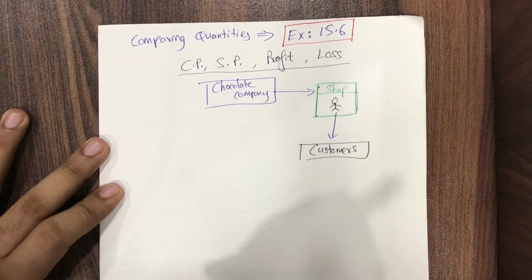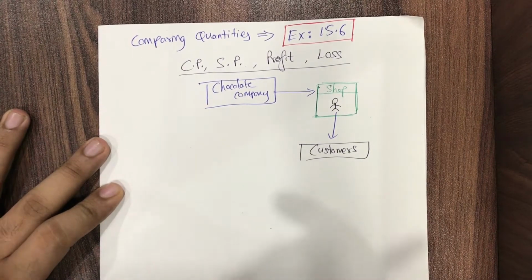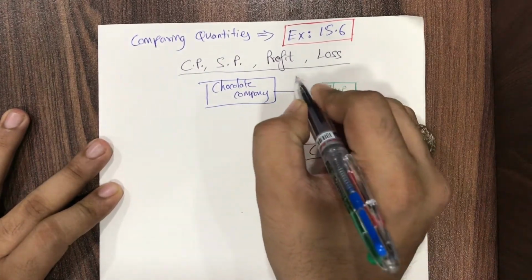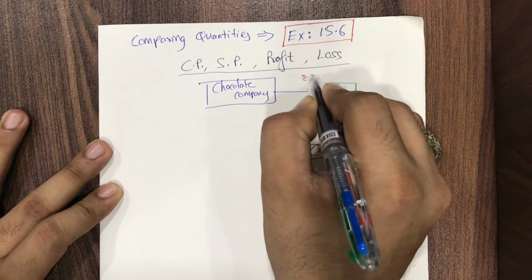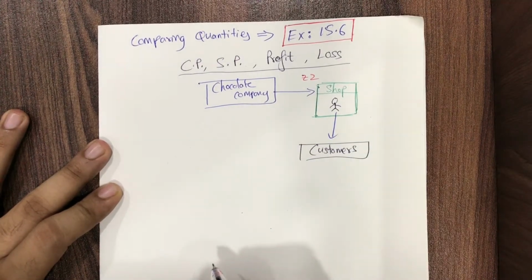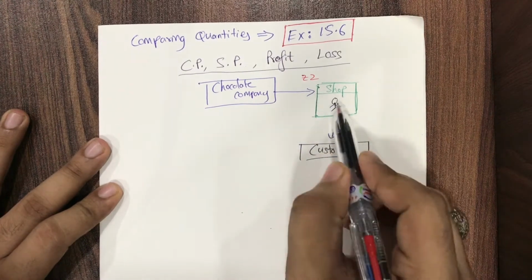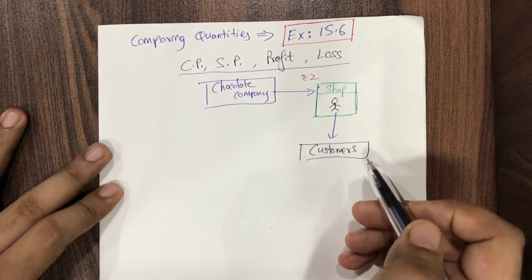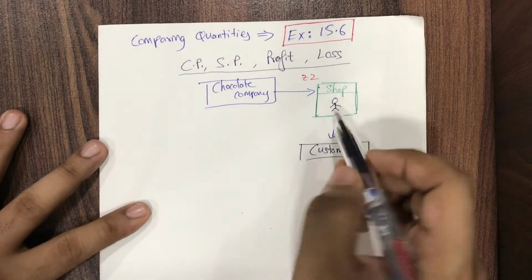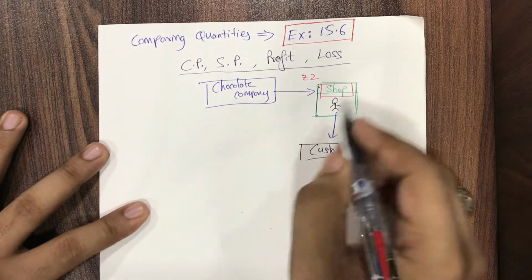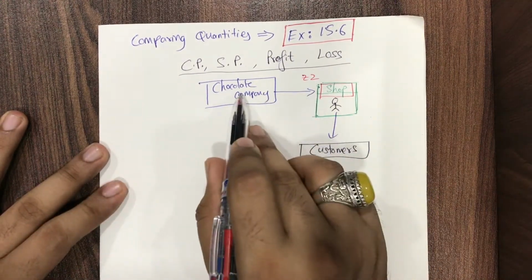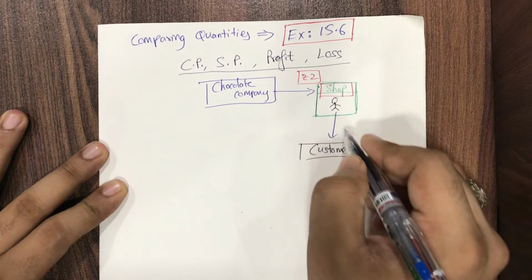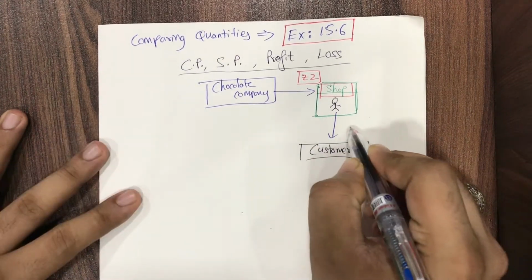Okay. Now listen here, students. For example, if I purchase one chocolate from the chocolate company at the price of rupees 2, now you tell me, students, will I sell this chocolate to the customers in 2 rupees only? Of course not. I am not doing any social work over here. I am here to earn money. That's the reason I have opened a shop over here. So I purchase one chocolate from the chocolate company at the price of rupees 2, but I will sell the same chocolate to my customers, for example, I am giving you a random example, in rupees 5.